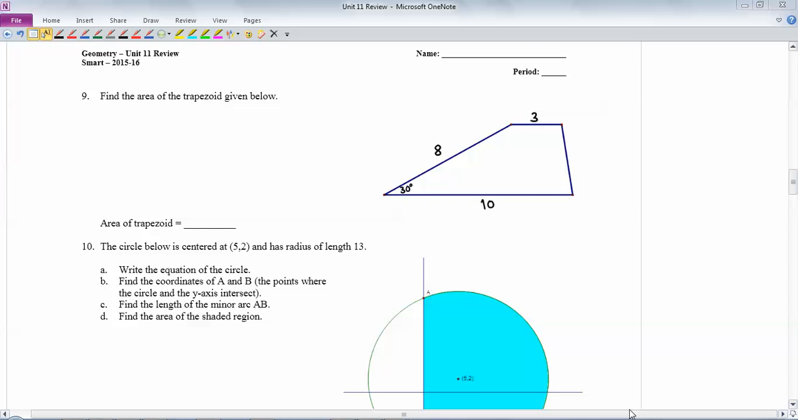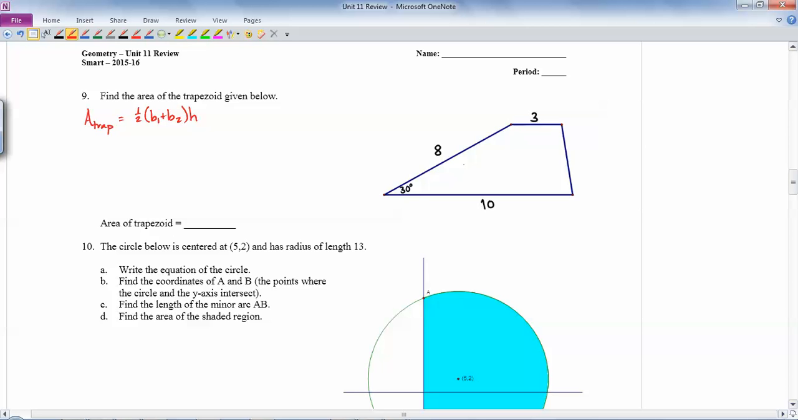Okay, let's take a look at number 9 and 10. This is the Unit 11 review. So, let's see, 9, we've got a trapezoid here. And we've learned the area formula for a trapezoid. You could end up chopping this thing up if you wanted to, but let's go ahead and practice using the area formula. So the area of a trapezoid, we know, is 1/2 base 1 plus base 2, which is the average of the bases, times the height of the trapezoid.